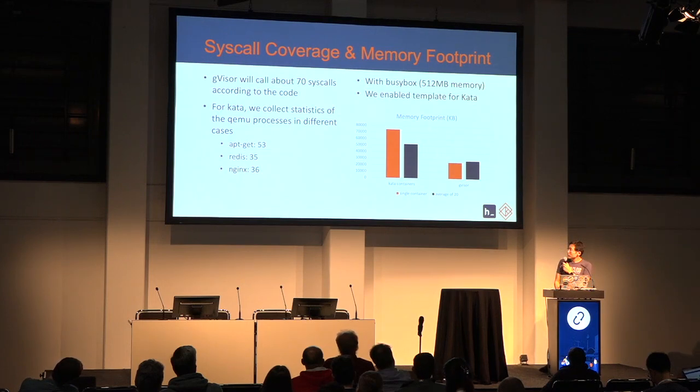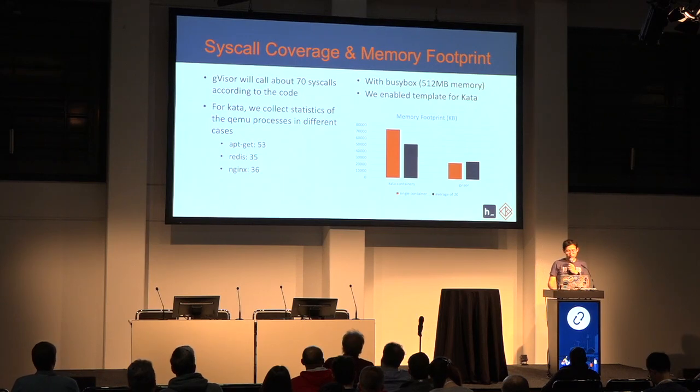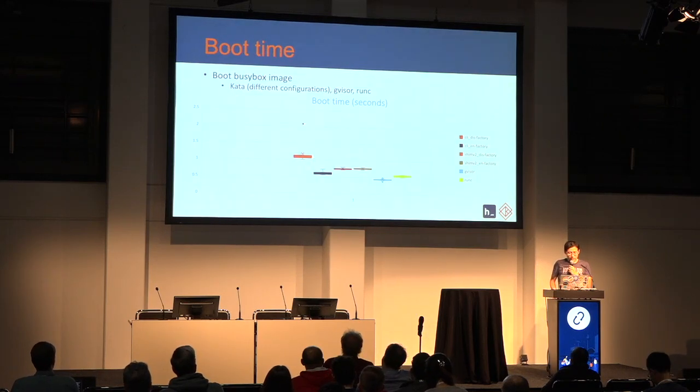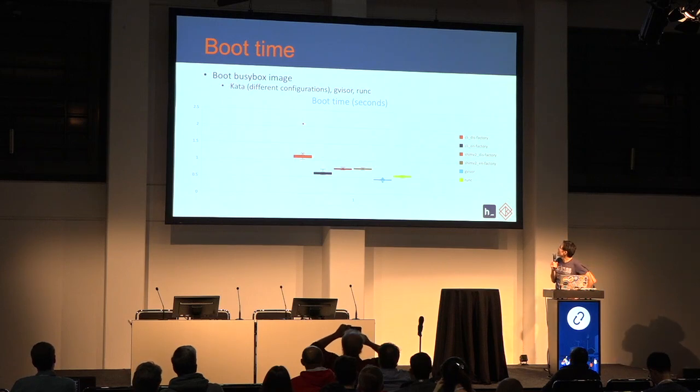So the result is clear. gVisor has a smaller memory footprint, but actually Kata can do pretty well too. And about the boot time, there are different configurations of Kata containers. We have four different configurations, and we compare them with gVisor and runc.